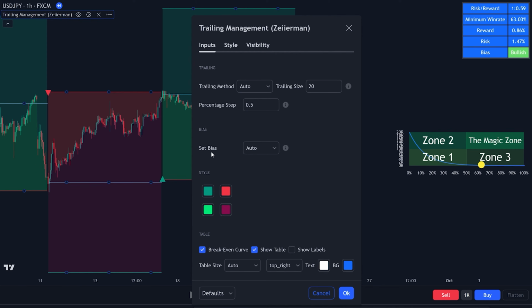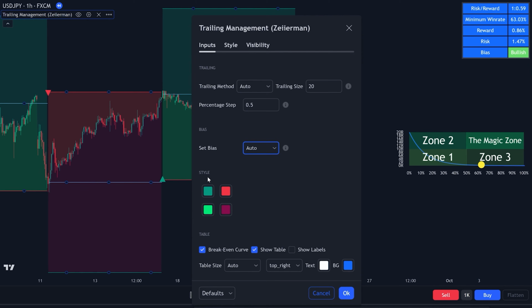Next settings determines the bias of the trailing stop. Bullish sets it to track only upward moves. Bearish sets it to track only downward moves. Auto adjusts dynamically based on price action. For now, I'll keep mine as default, which is auto. Using the default auto setting allows the system to adapt the trailing stop based on prevailing market trends.